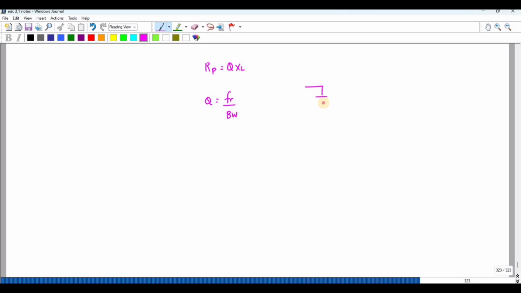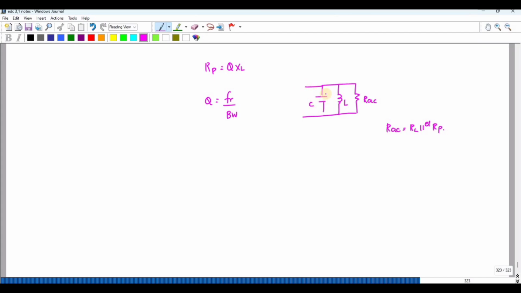So the RAC value. This circuit is again replaced. I am going to replace this RP with RAC. So what is the value of RAC? RAC is RL in parallel with RP.